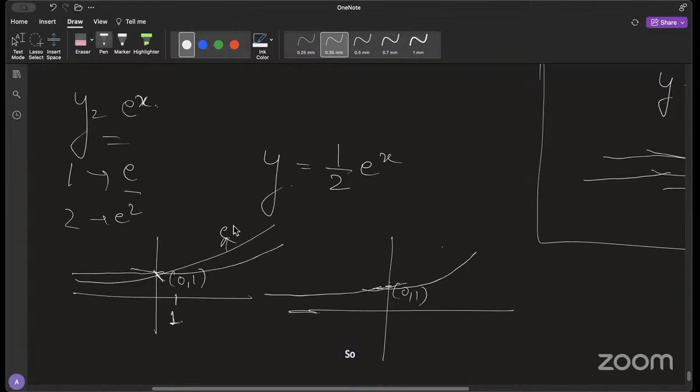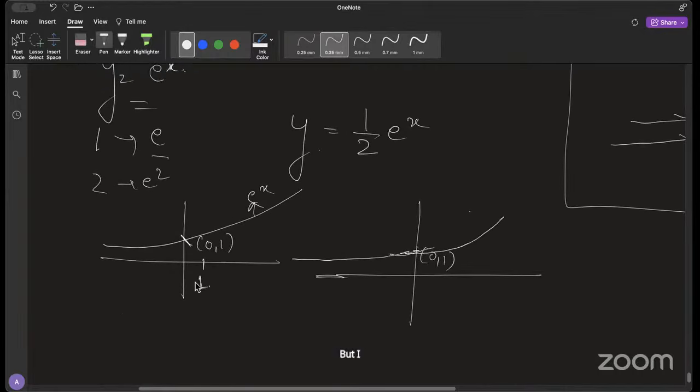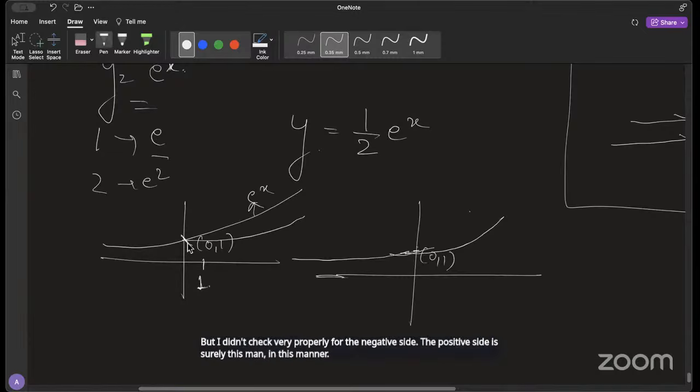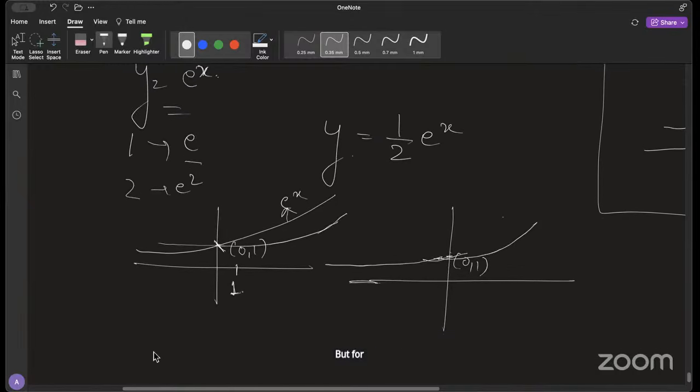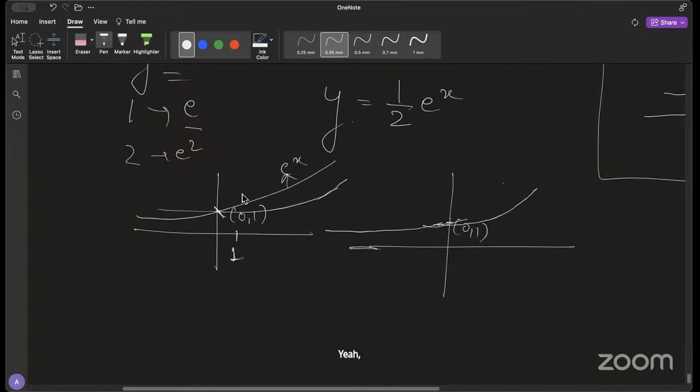So if this is e to the power x, then your e to the power x by 2 will be something like this. Is this okay? Okay, ma'am. And now e to the power 2x. Wait, I didn't check very properly for the negative side. The positive side is surely in this manner. I'll have to check if the positive side is down, no, it has to go up from here, I guess. But for confirmation, let's take negative values too. Yeah, it's the same thing.